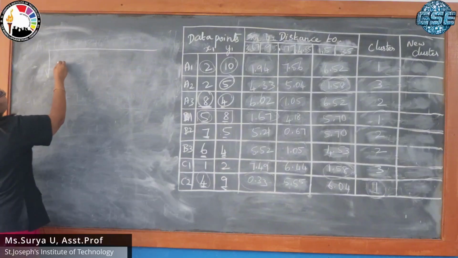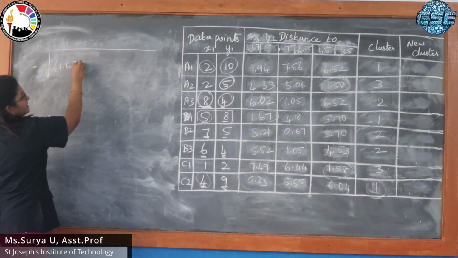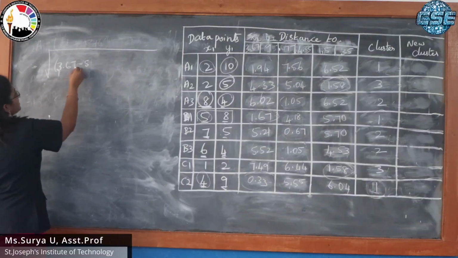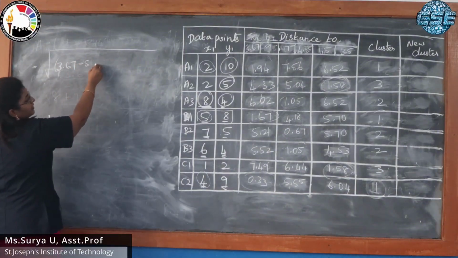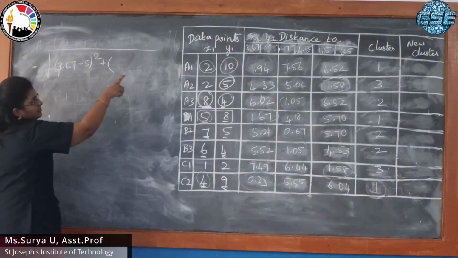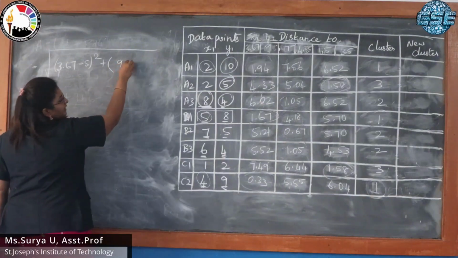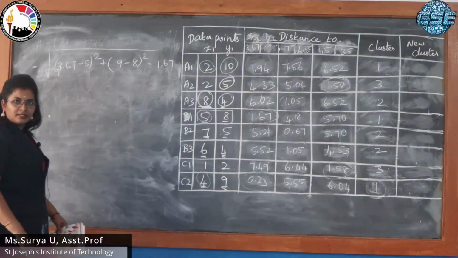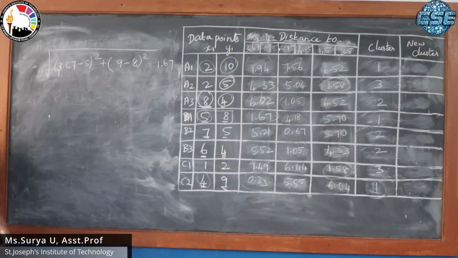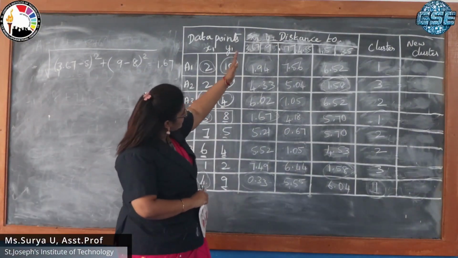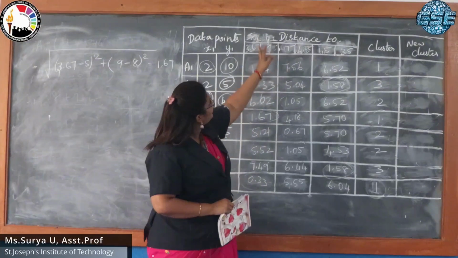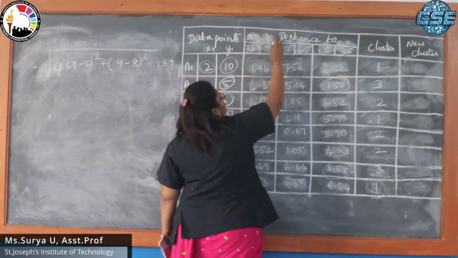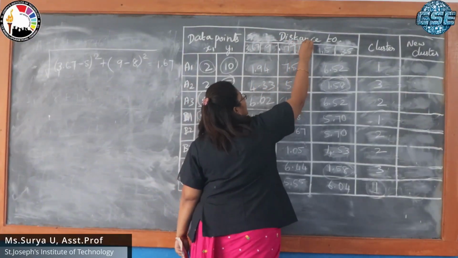So what you have to do? 3.67 minus 5 the whole square plus the y value 9 minus 8 the whole square. What will you get? You will get 1.67. This is how we have calculated the distance, right? So once this column is over, you just move the x2 and y2 into this value. So now this becomes your x2 and this becomes your y2.